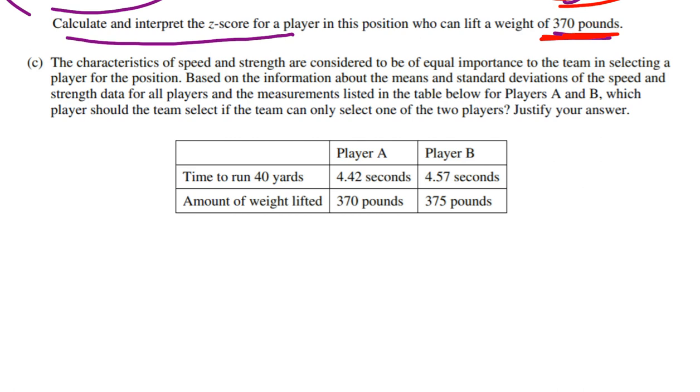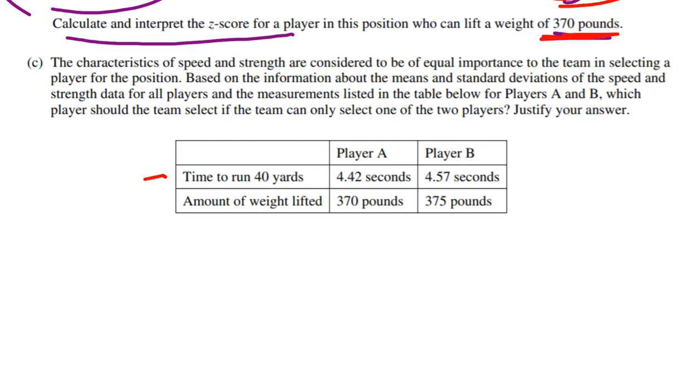Based on information about mean and standard deviations in the problem above, we have two players A and B, and we have to make some kind of justification for picking one of them. All right, so I think the whole problem is about Z-score and seeing how they compare. Let's find our Z-scores for each player.